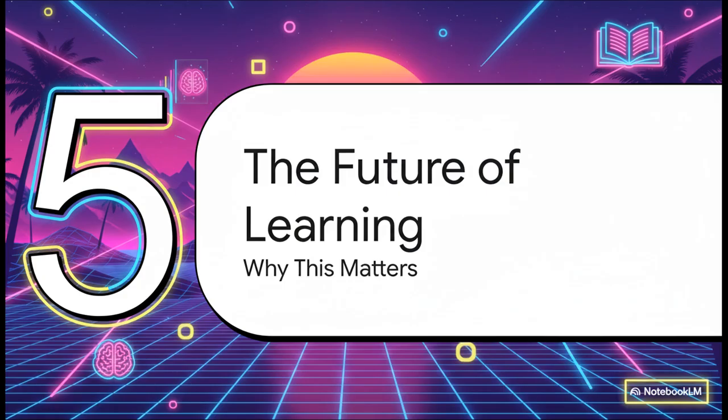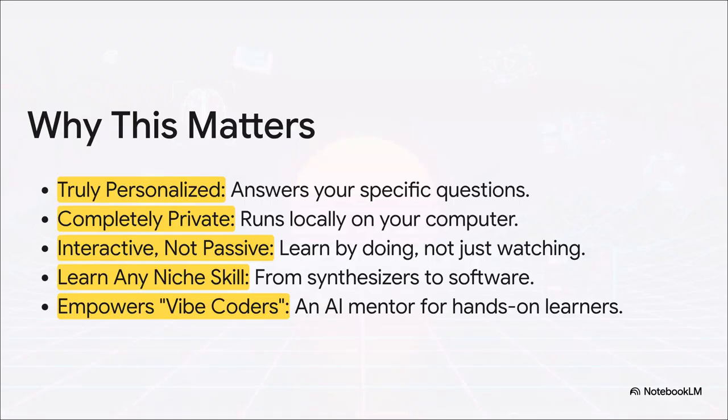So when you put this all together, this RAG system combined with the deep knowledge from real experts, what does that actually mean for the future of learning? Well, the implications are just huge. You get learning that's truly personalized to your exact questions. It's completely private and local, all running on your machine. It turns learning from a passive thing into an interactive conversation. You can learn any niche skill imaginable, from synthesizers to software. And as the source highlights, it empowers what they call vibe coders, people who learn best by just doing and tinkering, by giving them an infinitely patient AI mentor.